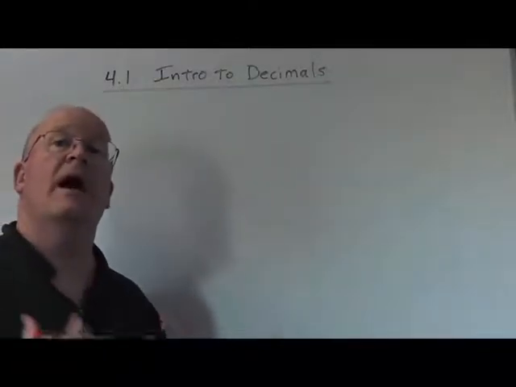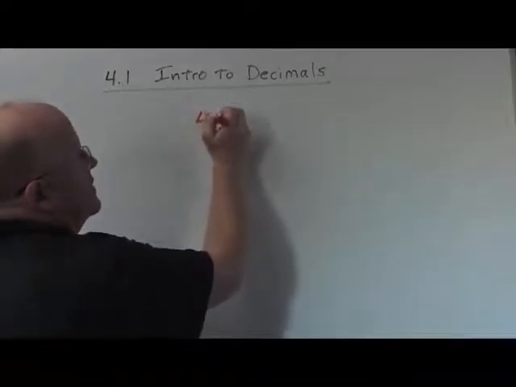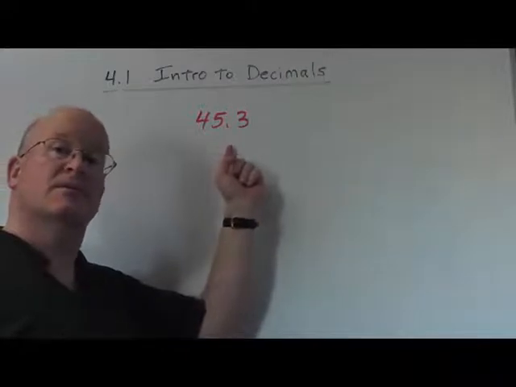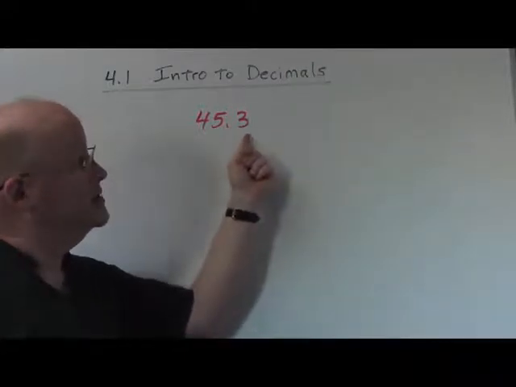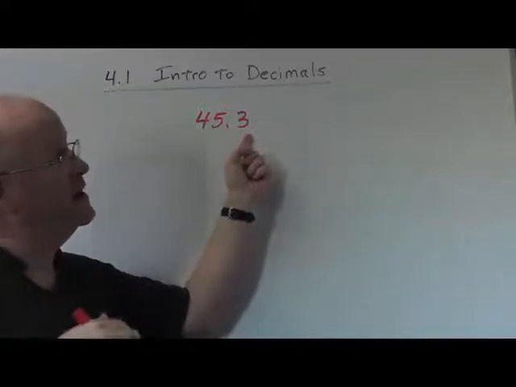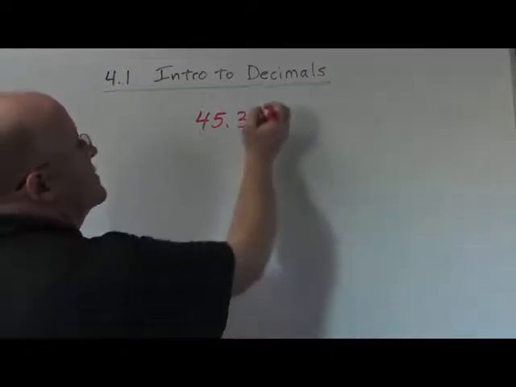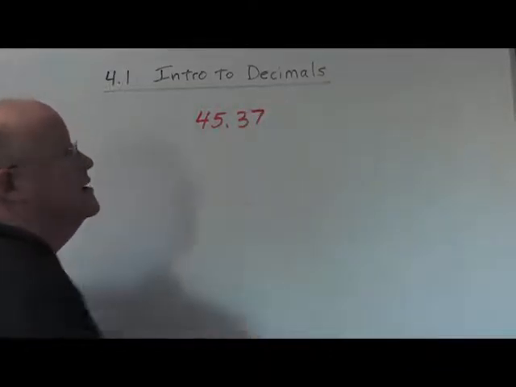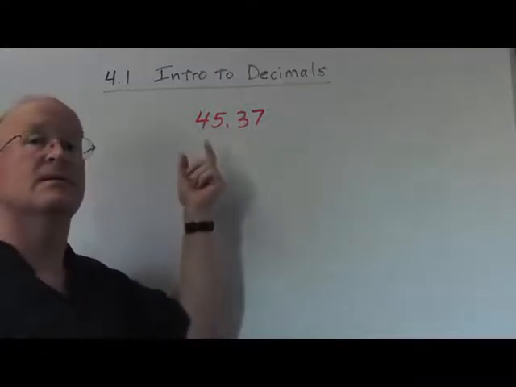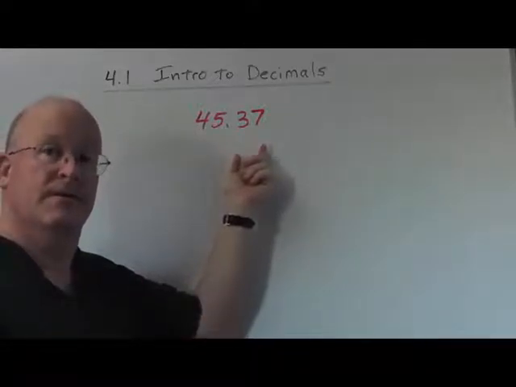Now let's talk about how we pronounce decimals. Let's say we have 45.3. The decimal is going to be pronounced as the word and, since the 3 falls in the tenths column, we will pronounce that as 45 and 3 tenths. If this is now followed by a 7, that 7 falls in the hundredths column, and we would pronounce this as 45 and 37 hundredths.